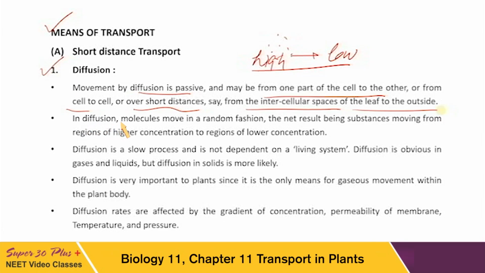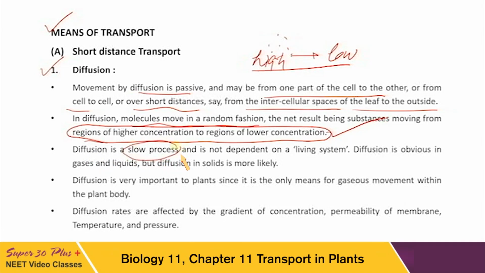What is there in diffusion? Molecules move in a random fashion, and the net result is movement of the substance from higher concentration to lower concentration. That is very important in diffusion. It is a slow process. It is not dependent on a living system. Even non-living substances, molecules and ions diffuse from higher concentration to lower concentration. Diffusion is obvious in gases and liquids, but diffusion in solids is less likely. So diffusion is very important in plants also.